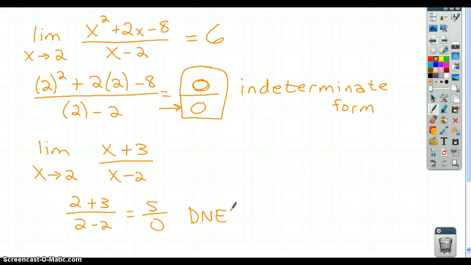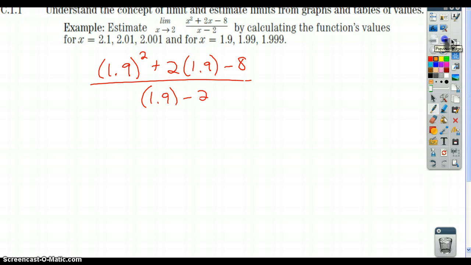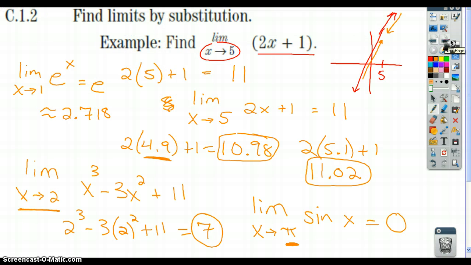So there's an easy way to categorize it for yourself. When you get nothing divided by nothing, 0 divided by 0, that's the indeterminate form, and you could still possibly have a limit there. If you get something divided by 0, then that's going to be an asymptote, and the limit does not exist. So that's a way to categorize it, and that is it for finding limits by substitution. That leads us into our next slides.